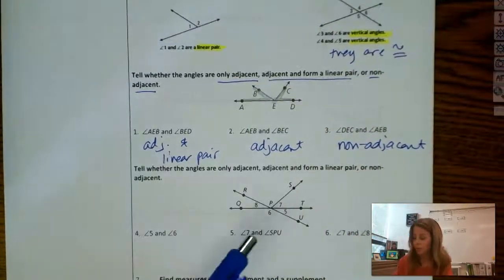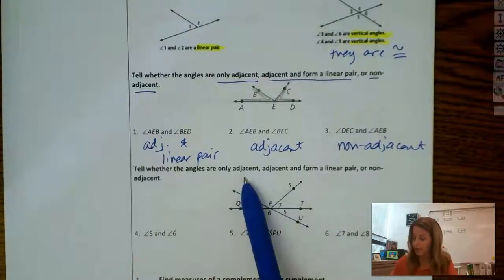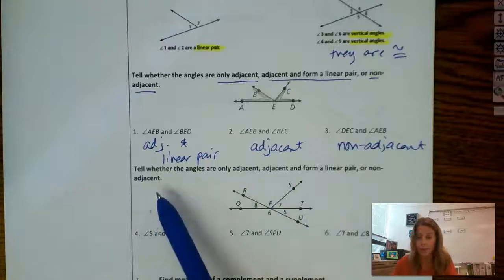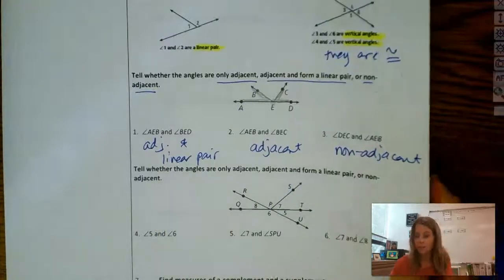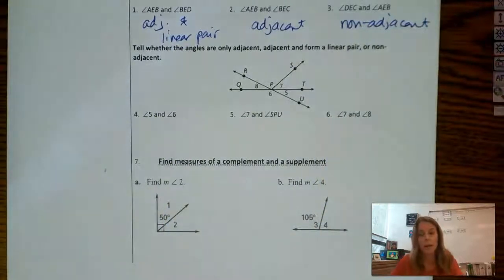All right, I want you to try that on the next group. Tell whether they're only adjacent, adjacent and a linear pair, or non-adjacent. So I want you to pause the video and try to work through the next one, and then come back and we'll go over it.